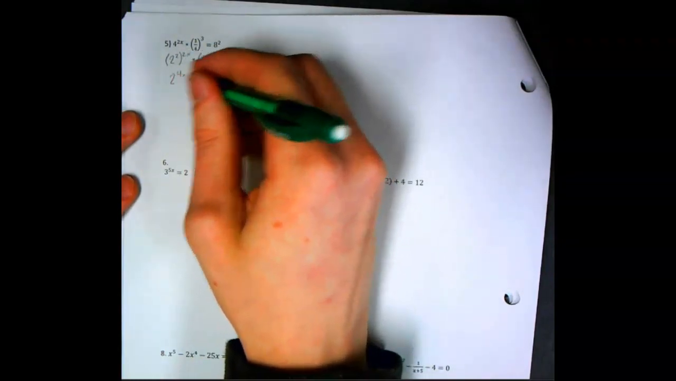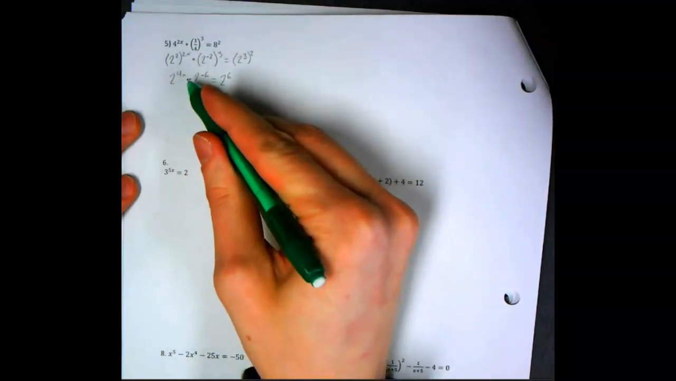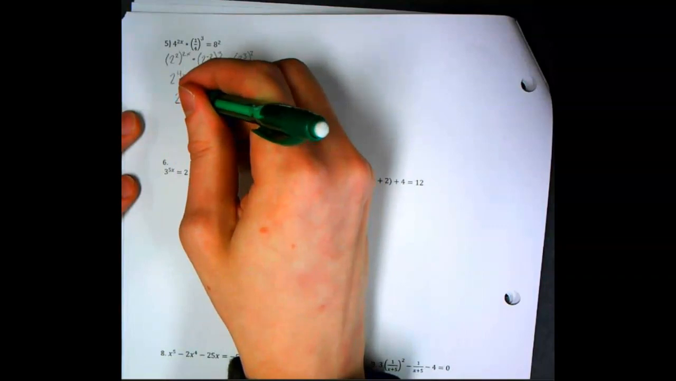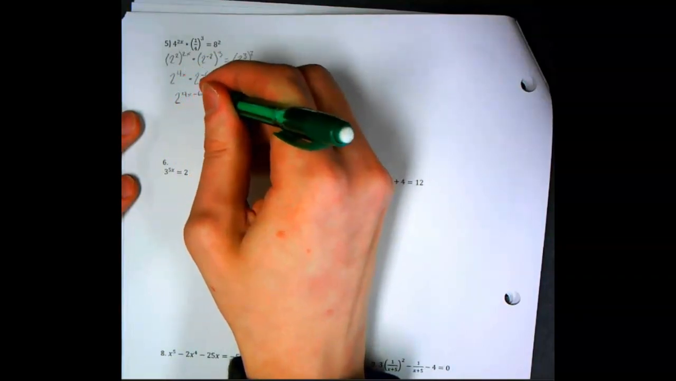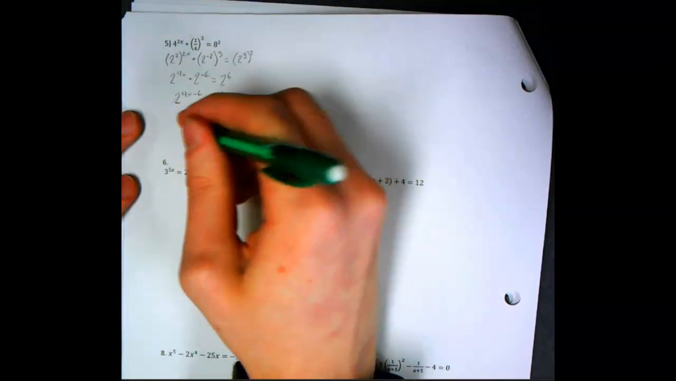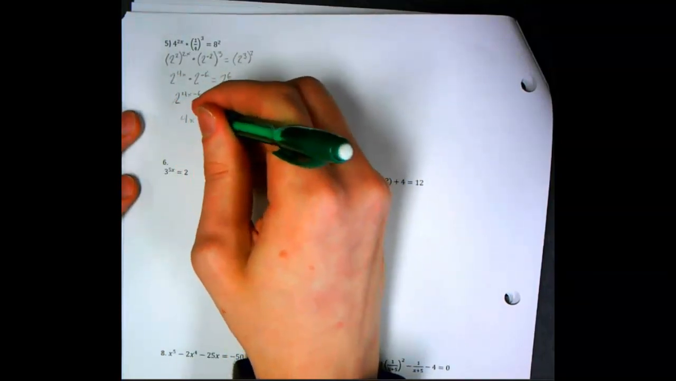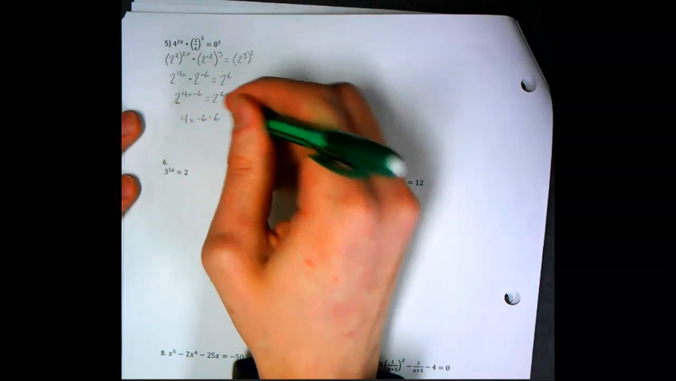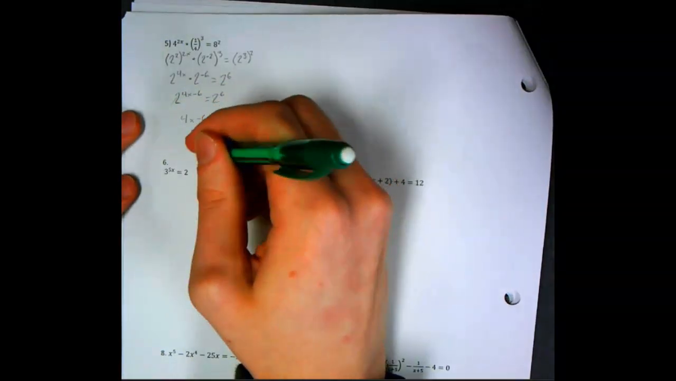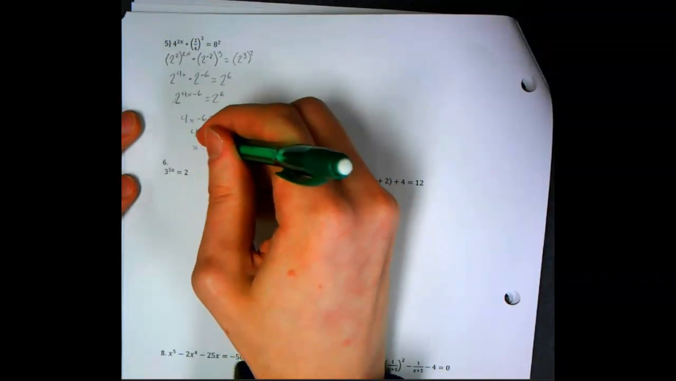We can add our exponents right here because we have the same base when we're multiplying. So we'll say 2 to the 4x minus 6 equals 2 to the 6th. Get rid of those bases. We have 4x minus 6 equals 6. 4x equals 12. X equals 3.